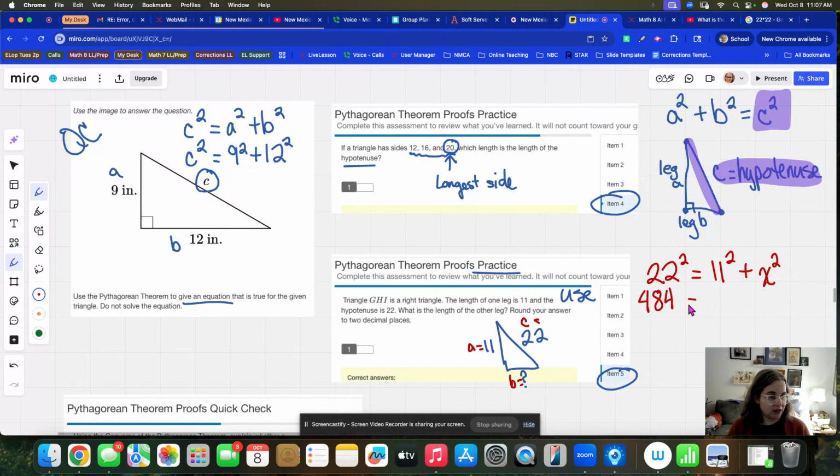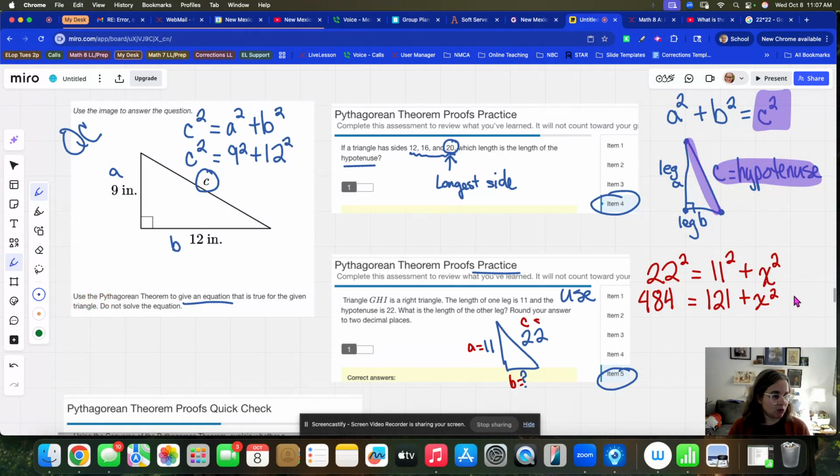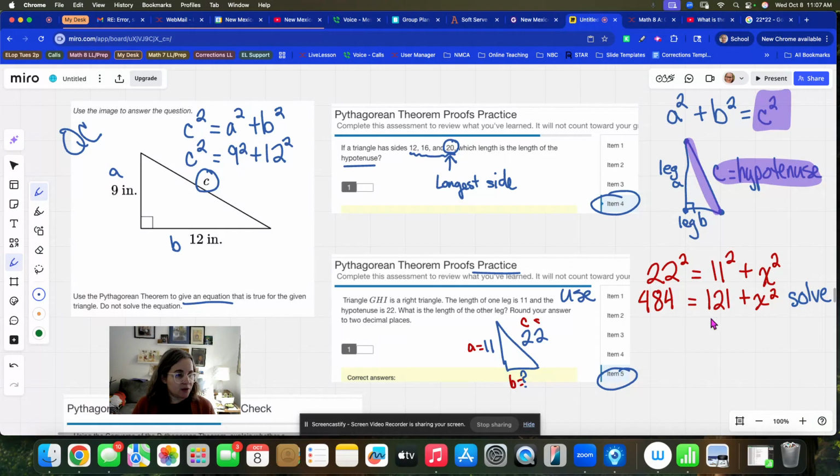Eleven squared, I know, that's 121. Okay. What I'm going to do now is solve. And that means I'm going to get the variable by itself. Let me move me over here. So if I want the variable by itself, I've got to keep the equation balanced. That means I do the same thing on both sides. And I'm going to get rid of everything around the variable.